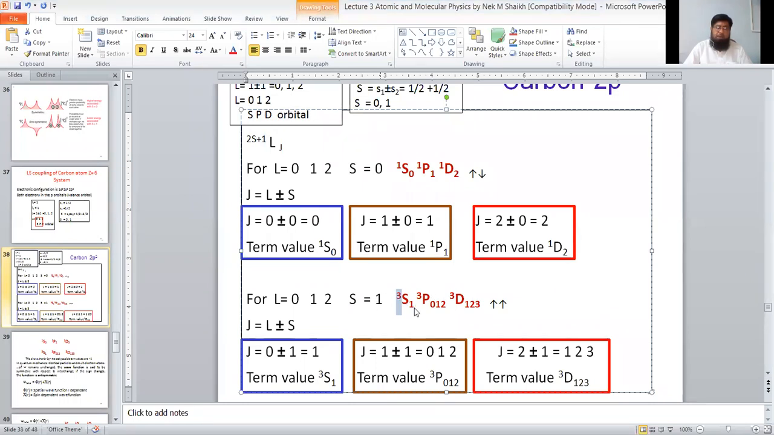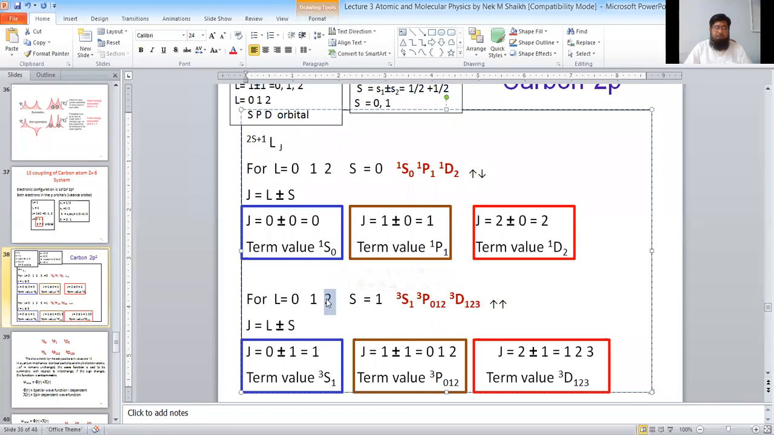So now we are looking at the total J value here. For L equal to 0, J is equal to 1, since 0 plus 1 is equal to 1. For L equal to 1, S equal to 1, 1 plus 1 gives you 2 and 1 minus 1 gives you 0. So the J values are 0, 1, 2, and the term value is 3P0,1,2. For the other value, spin is equal to 1 and L is equal to 2. The term value is 3D1,2,3.